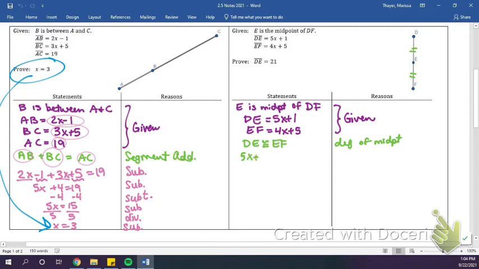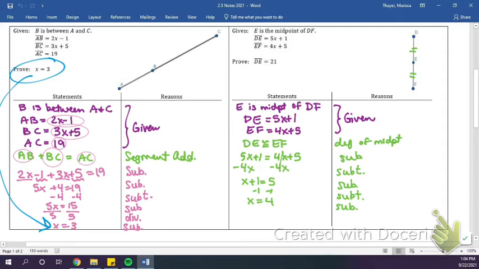DE is 5x plus 1. EF is 4x plus 5. That would be substitution. From here, we'll solve. So subtract 4x. That would be subtraction. And you get x plus 1 equals 5. That's substitution. Subtract 1 to the other side, and you get x equals 4.